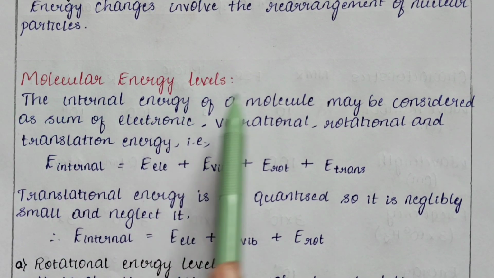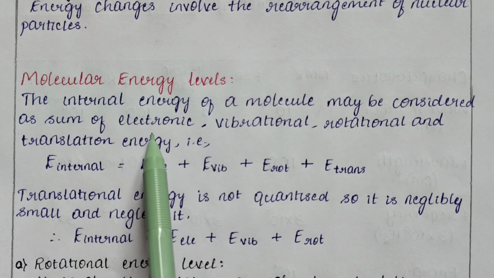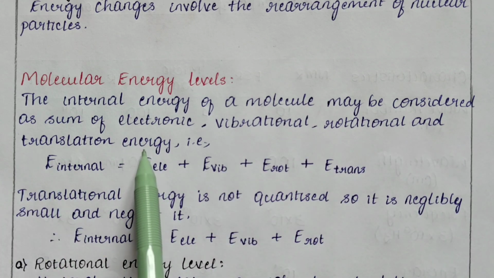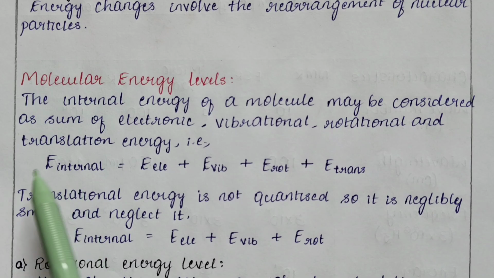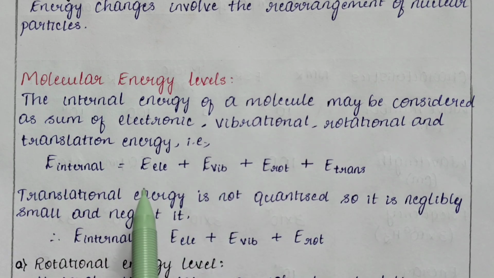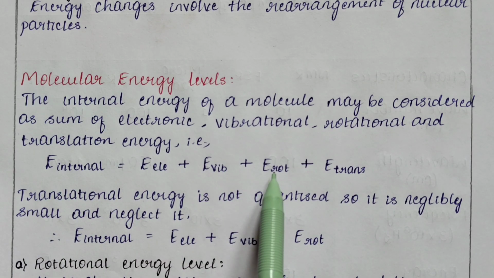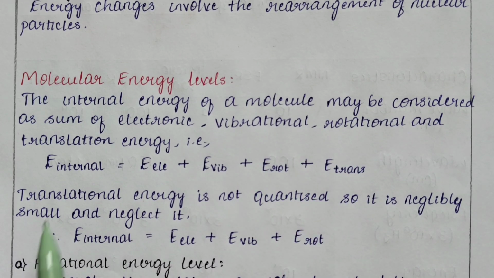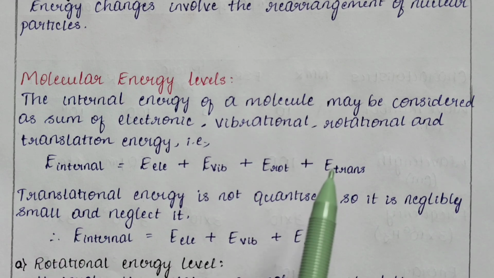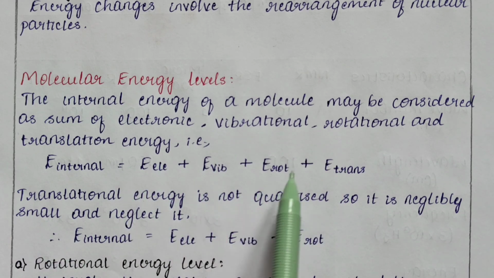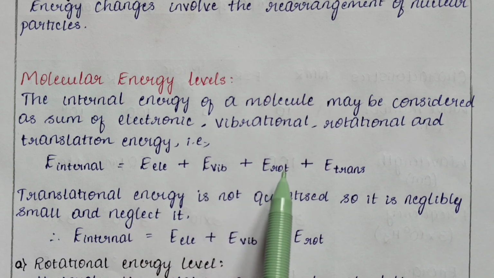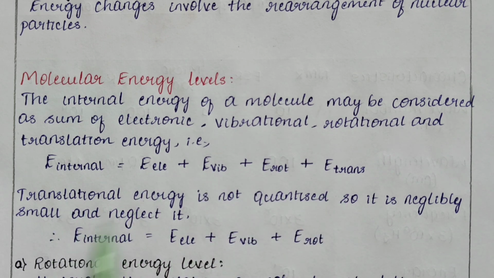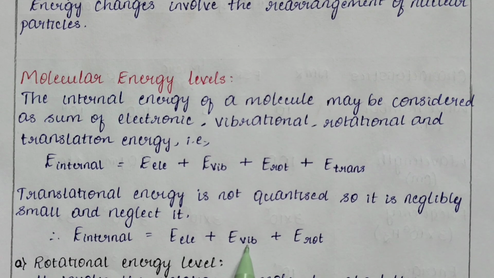The internal energy level of a molecule may be considered as a sum of electronic, vibrational, rotational and translational energy, that is given by E internal. That is, the internal energy is the sum of electronic energy, vibrational energy, rotational energy and translational energy. Since translational energy is not quantized, it is negligibly small. We know that translational energy will always be smaller when compared to the other three energies, that is electronic, vibrational and rotational. Thus, the translational energy will be neglected and therefore the internal energy of a molecule will be equal to the sum of electronic energy, vibrational energy and rotational energy.